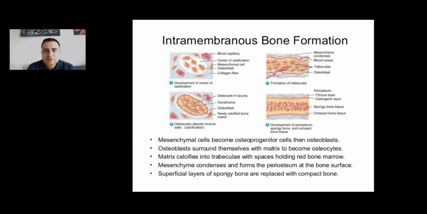So here mesenchymal stem cells become osteoprogenitor cells and then osteoblasts. Osteoblasts surround themselves with matrix to become osteocytes. The matrix calcifies into trabeculae with spaces, and they hold red bone marrow. Eventually mesenchyme condenses and forms the periosteum at the bony surface, and then the superficial layers of spongy bone are replaced with compact bone tissue.